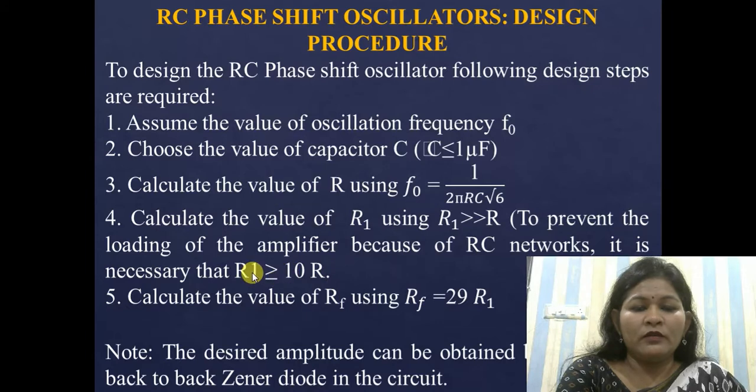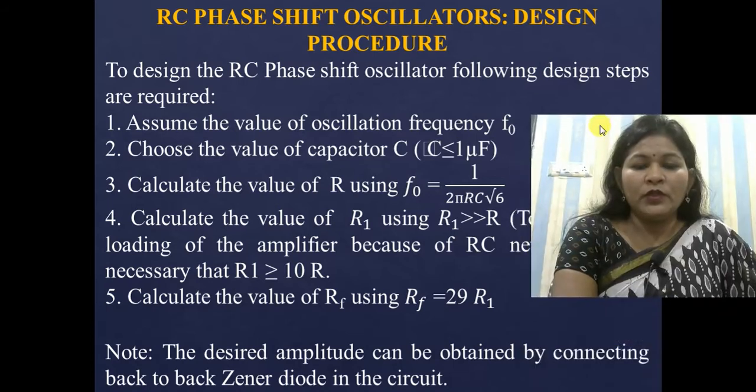You can calculate the value of R1 using this, and then calculate the value of RF, which is equal to 29 R1. In the case of the RC phase shift oscillator, RF will always be equal to 29 R1. To obtain the desired amplitude, you can connect a back-to-back Zener diode in the circuitry. So these are the design steps, and using these steps you can design the RC phase shift oscillator at any frequency.